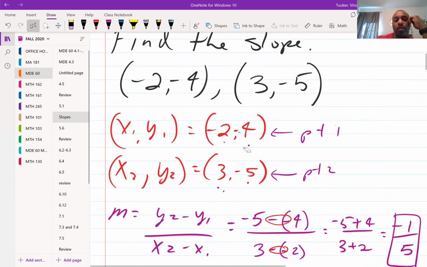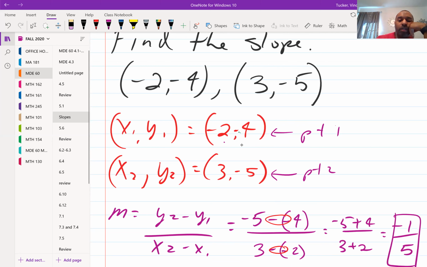Like I said, you'll get the same answer regardless. So looking at the first one, we're going to do y2 minus y1. So y2 is -5. Y1 is -4. So that's why we have -5 minus -4. Make sure you don't lose a negative. A lot of times when you have to plug in a negative number, people will lose a negative because there's a negative also in the formula for that minus sign. So make sure you don't lose a negative.